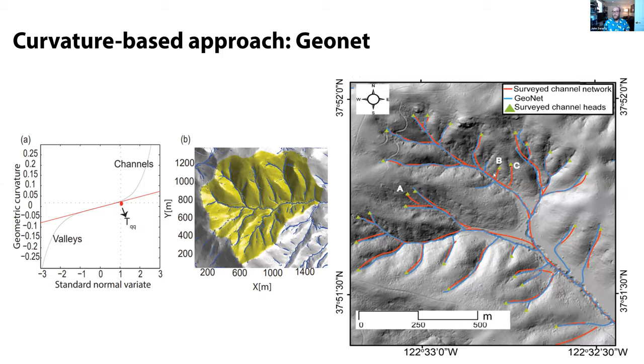And here's a comparison of where we would predict channels to be versus where was the field survey location of those channels, as well as where those channel heads are actually present in the landscape. And we see that by doing this more curvature-based approach, we can actually get a pretty good idea of what the landscape structure actually looks like relative to classical flow accumulation techniques.